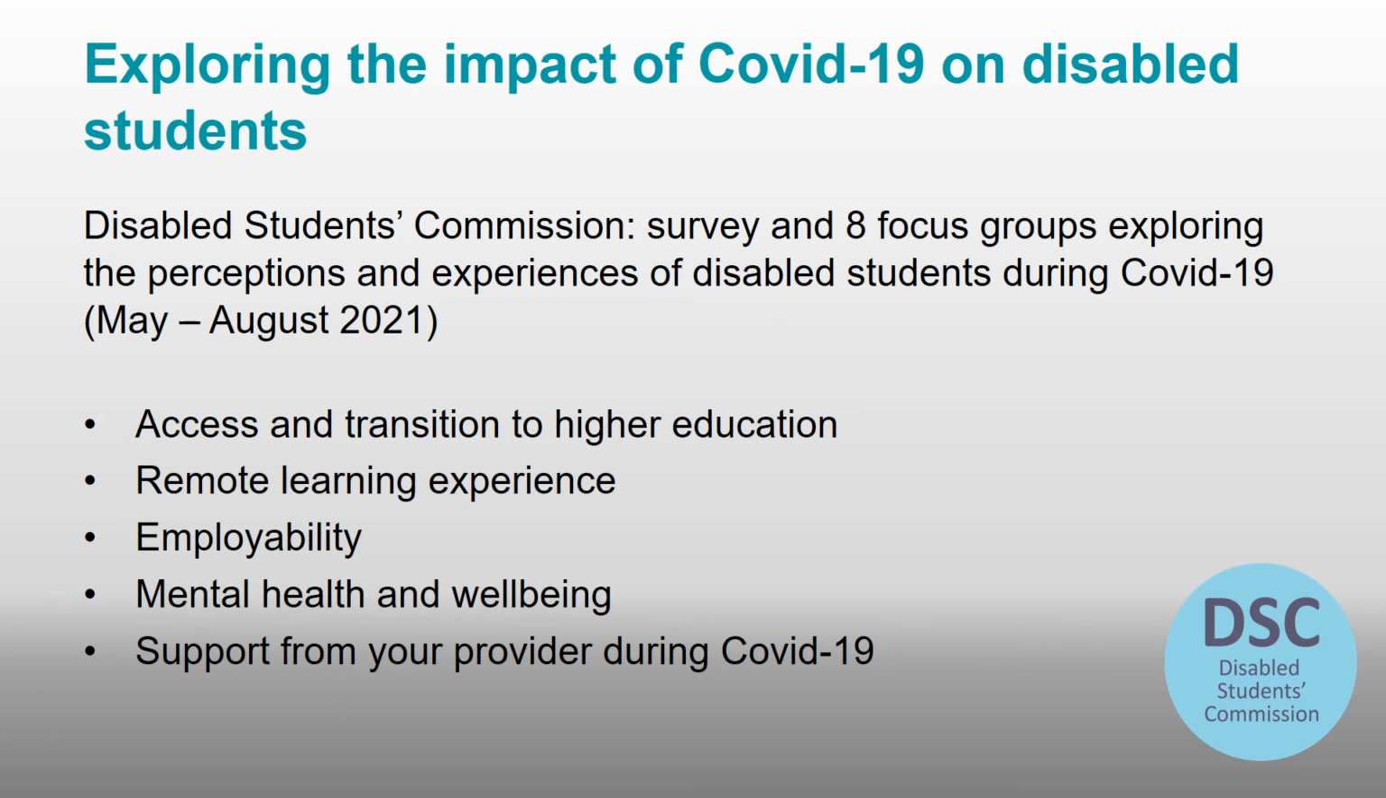Starting with data collected as part of Advance HE's involvement with the Disabled Students Commission, between May and August 2021, an online survey and 8 focus groups were conducted to explore the perceptions and experiences of disabled students during the COVID-19 pandemic. The main areas explored were access and transition to higher education, experiences of remote learning, employability, mental health and well-being, as well as support from universities during the pandemic.